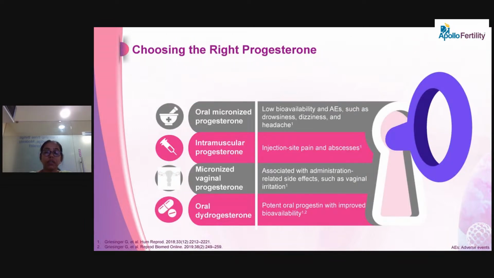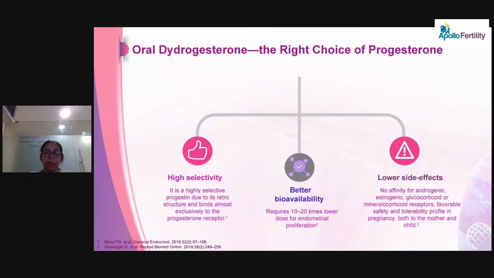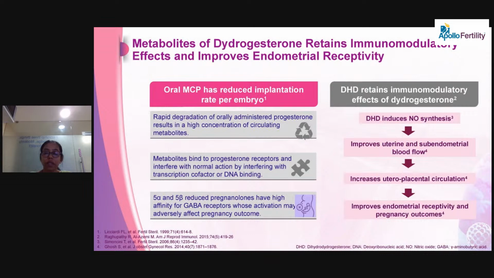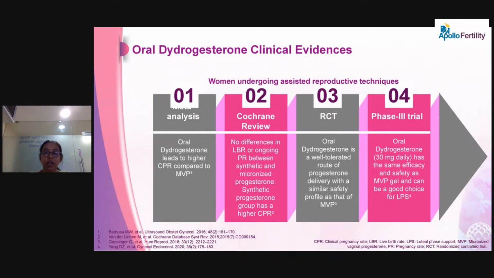So we need to choose the right progesterone. There are various progesterone preparations available: oral progesterone, micronized vaginal progesterone, and injectables. So various progesterones are available.